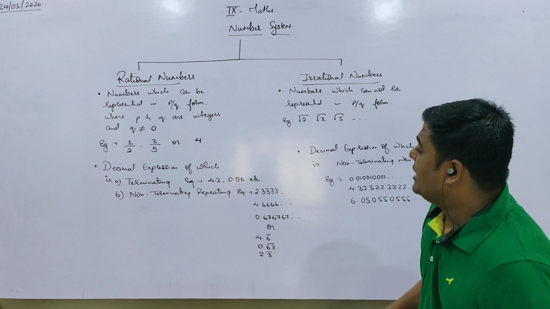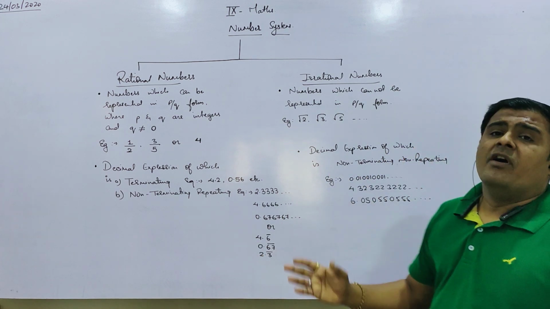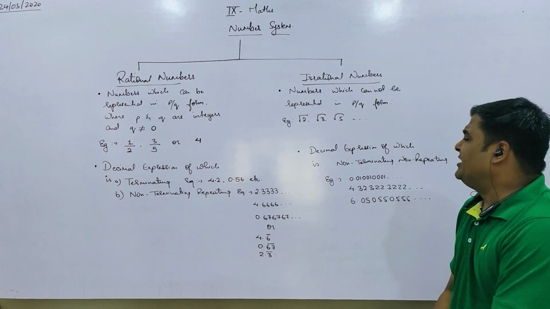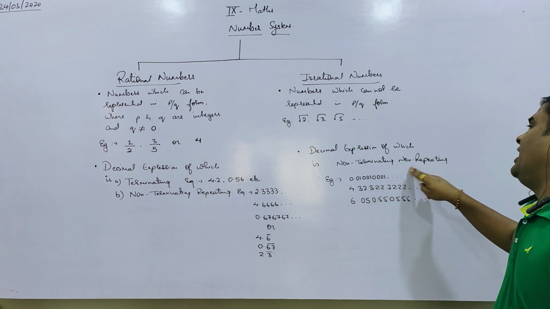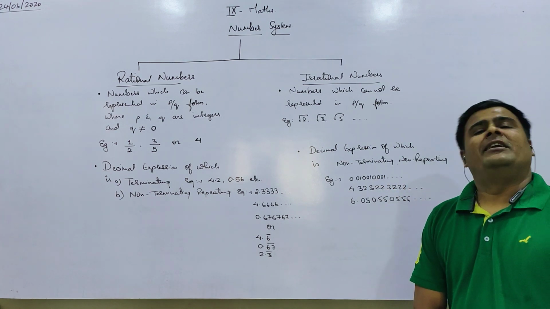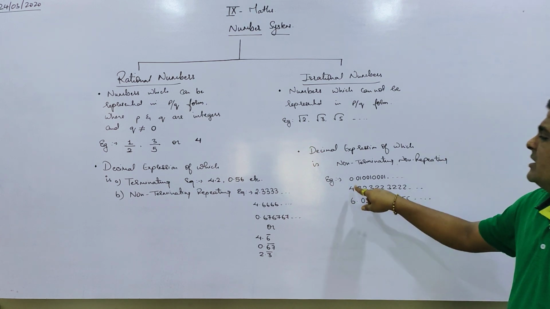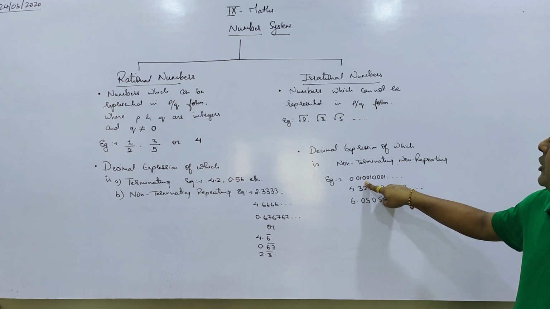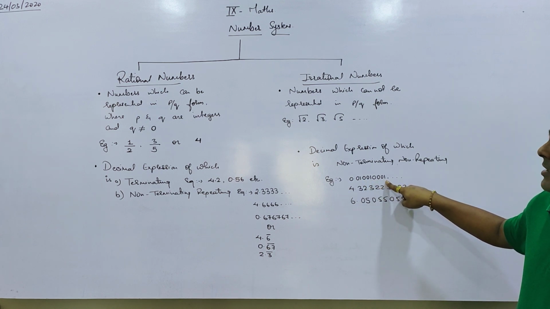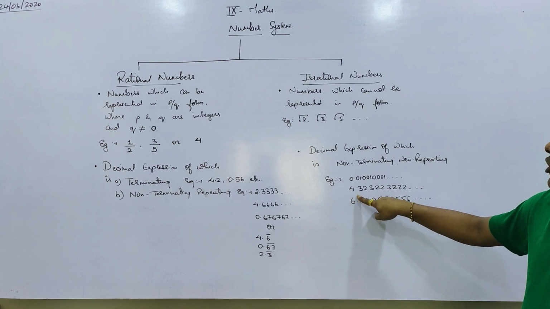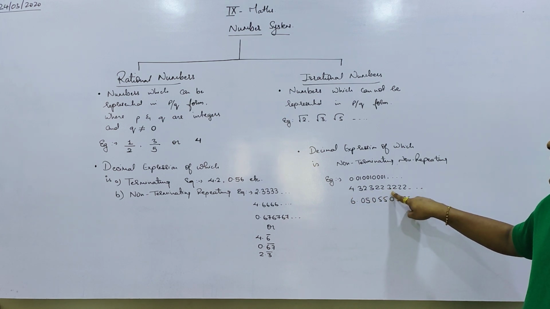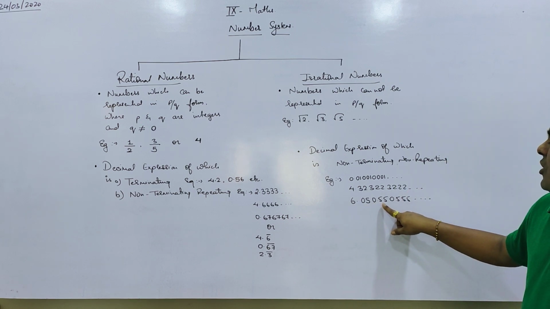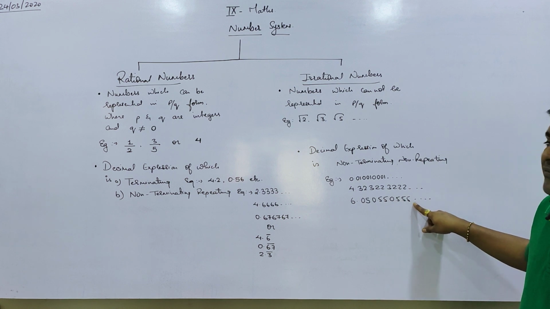Let us talk about the decimal expression of irrational numbers. Such decimal expressions are non-terminating and non-repeating. It does not terminate and it does not repeat. Let us take an example. See the example 0.01001000100001 and so on. Another example is 4.32, 322, 3222 and so on. And another example is 6.05, 055, 0555 and so on.